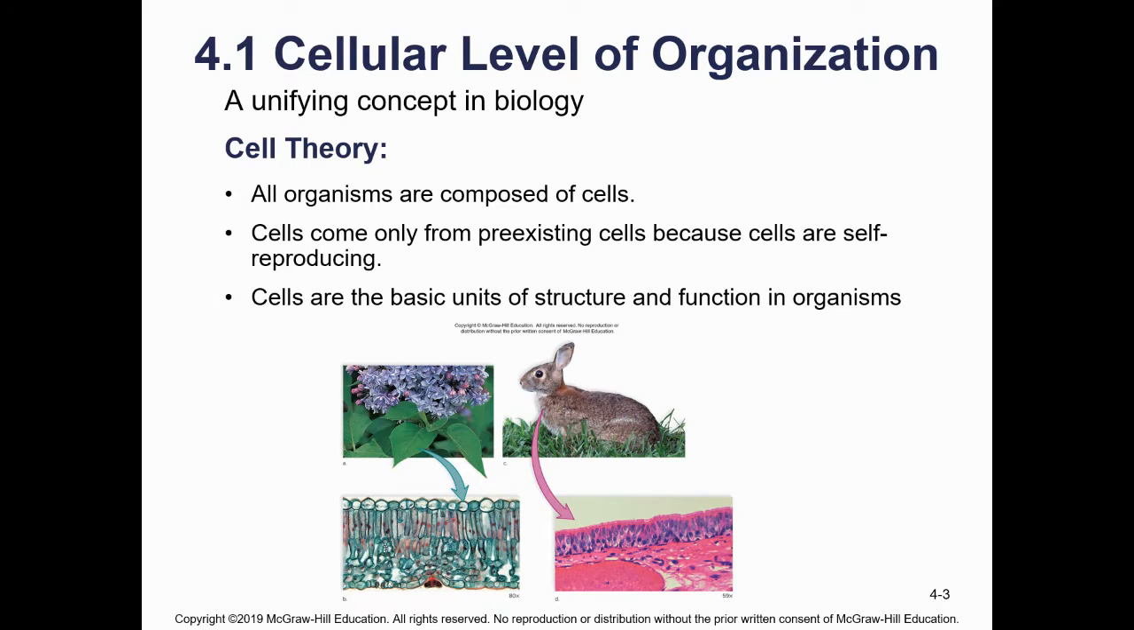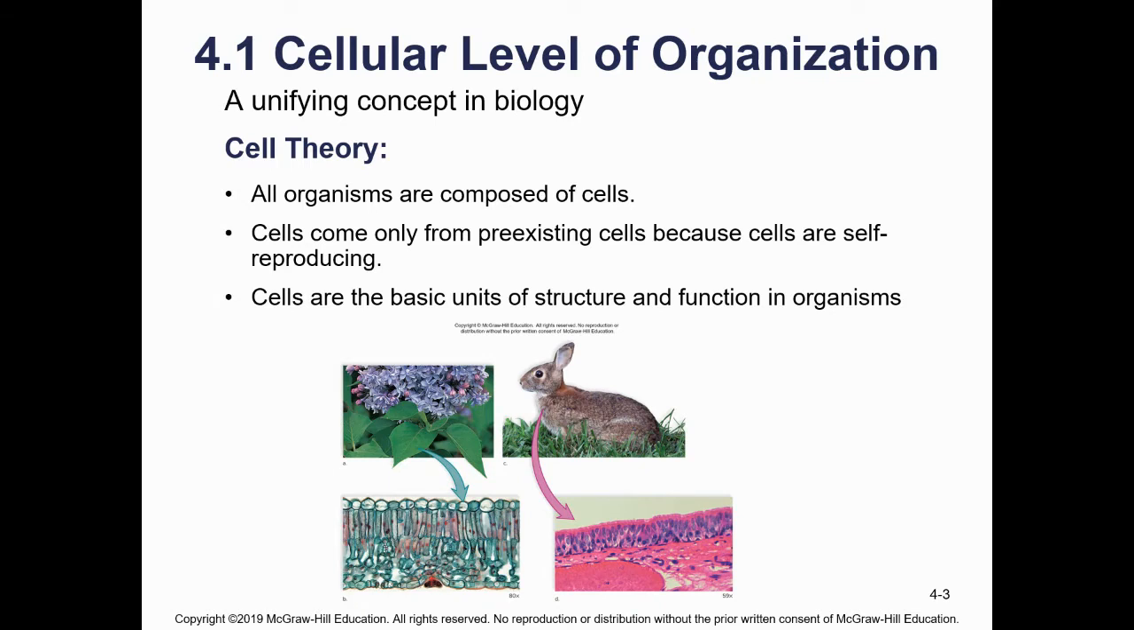The second statement in the cell theory is cells come only from pre-existing cells because cells are self-reproducing. So all cells come from pre-existing cells. This idea of biogenesis. So genesis is the creation of life only from other life. Louis Pasteur disproved the hypothesis of abiogenesis, that life randomly or spontaneously arose just from the matter around us. So we know that cells come only from pre-existing cells through cellular reproduction.